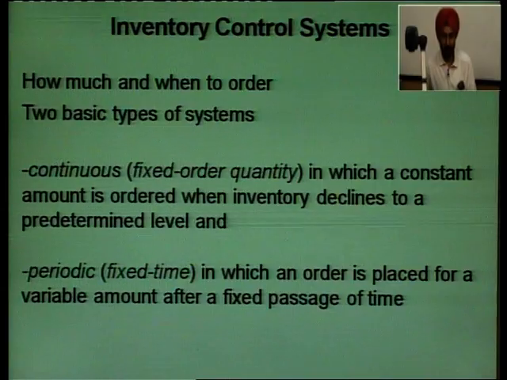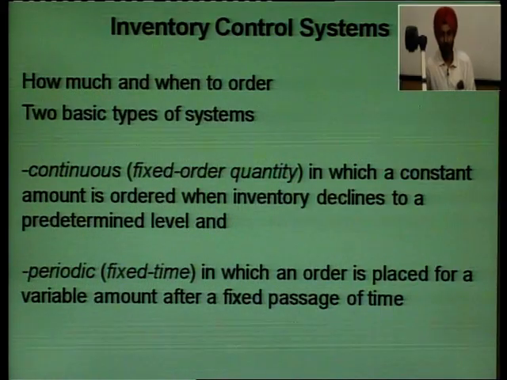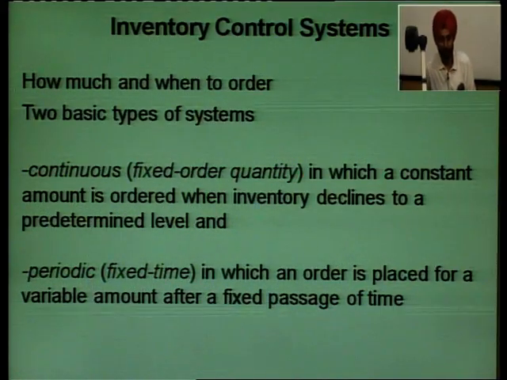So before proceeding to that, the issue before us is how much we shall order and when to order. And there are two types of systems. One is continuous or fixed order quantity, in which a constant amount is ordered when inventory declines to a predetermined level, okay.